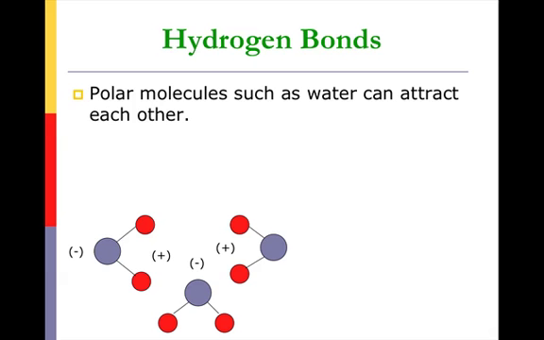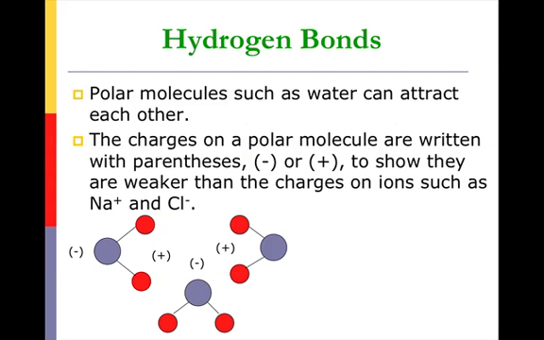What the attraction is forming or causing are called hydrogen bonds. The charges on the polar molecule are always written in parentheses because they're not a true bond. It's more like they are attracted towards each other. So it's not a true bond, for example, like in sodium chloride.